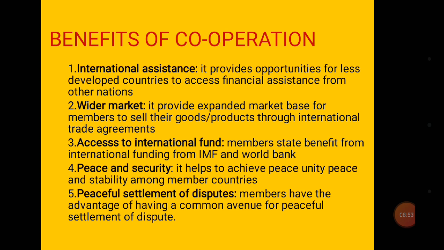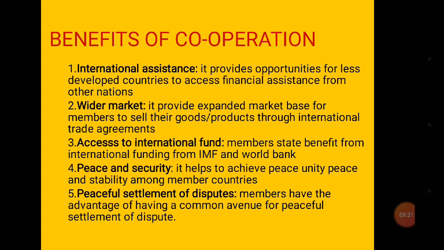Then you have peace and security as a benefit of cooperation. When we cooperate, when we live together, when we are able to build good relationships among countries, it helps to achieve peace, unity, security, and also stability among member countries. Because of the friendly relationship between these countries, it has reduced drastically the emergence of war, conflicts, and so on. And so most member countries are on very good terms. So cooperation has really helped global peace and security.